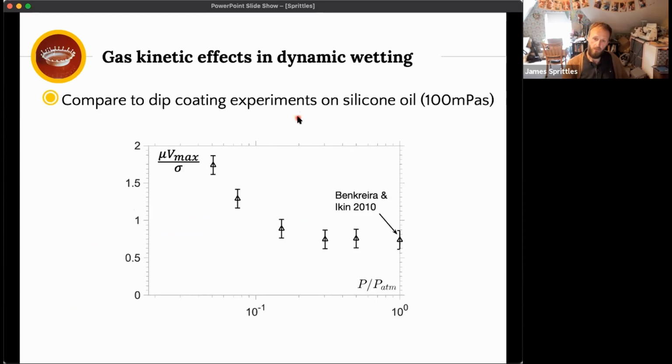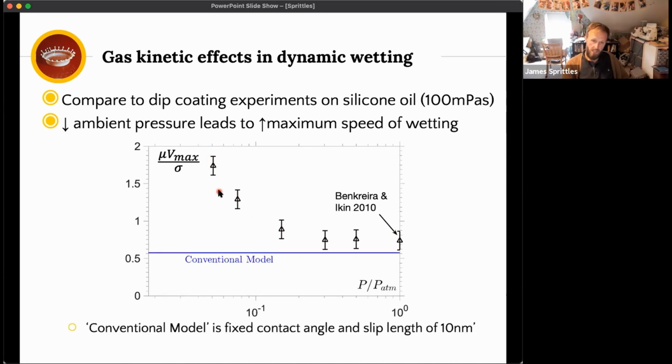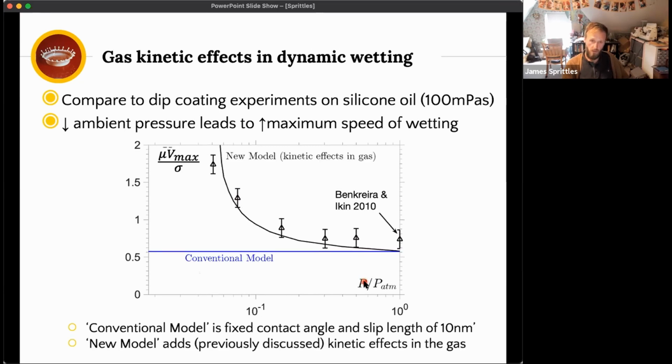The reason we picked this is that this dip coating has been done in a vacuum chamber. It's been shown quite clearly that as you reduce the ambient pressure, you increase the speed at which you can coat, so you increase the maximum speed at which liquids can wet solids. What's kind of obvious is that if we use the conventional model, there's no link between the pressure and the model. But if we use the model with gas kinetic effects in, there is a link and the trend looks about right.